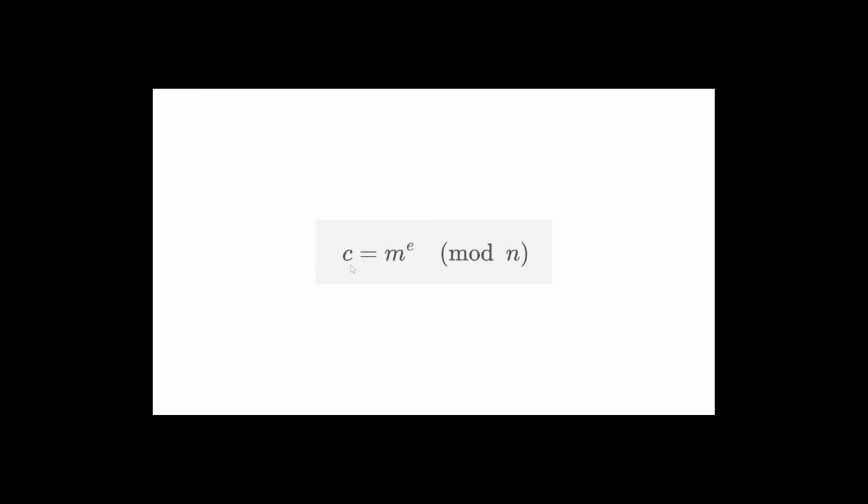And to do the decryption, we do exactly the same thing, but this time we use the cipher C, and we raise it to the power of D, the decryption key. So we take C and we multiply it by itself D times, and we should get the original message. So what I'm saying is that if we say C equals M power E, then C power D recovers M.